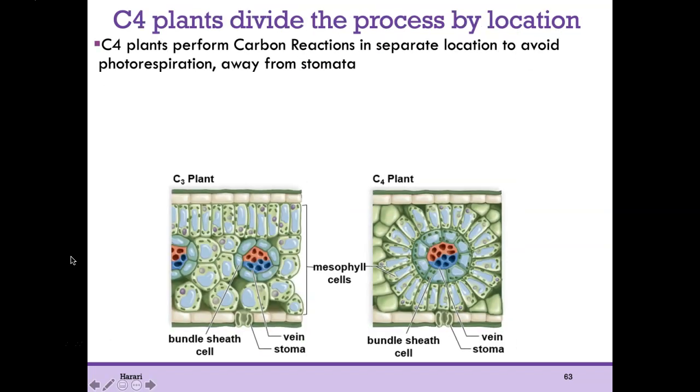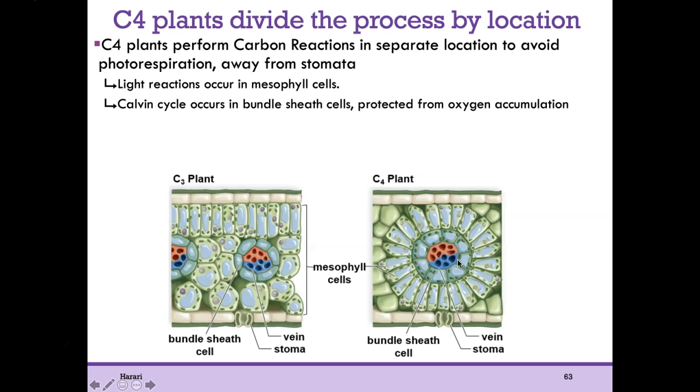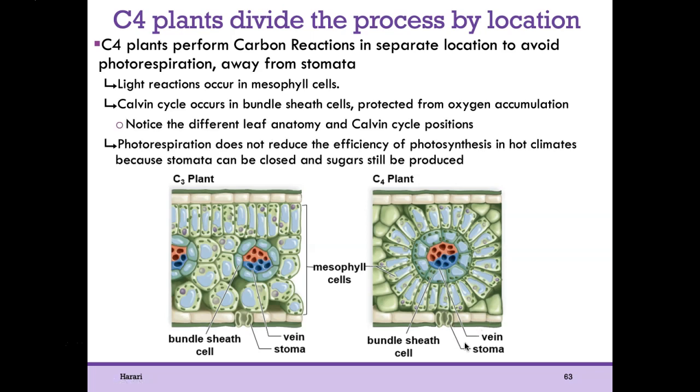So C4 plants perform the carbon reactions in a separate location in order to avoid photorespiration. They do carbon reactions away from the stomata in a separate location, so there's no threat of oxygen building up. The light reactions occur in mesophyll cells, and they're arranged quite differently in a C4 plant. The Calvin cycle occurs in bundle sheath cells. So even if the stomata are closed on a very hot, dry day and there is oxygen accumulation, the oxygen cannot interfere with the Calvin cycle because it occurs in a separate location within these bundle sheath cells. So the stomata could be closed and sugars can still be produced without photorespiration in C4 plants.